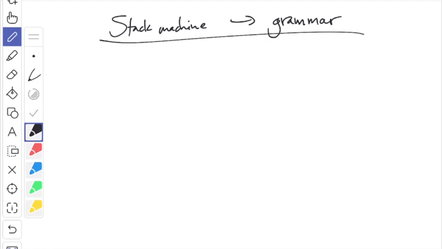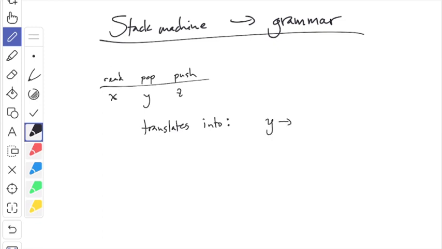You translate line by line. Each rule on the stack machine, read, pop, push, translates directly into a grammar production. Here's how it works. If you have a read, pop, push, and let's just say it says X, Y, Z, a line like this translates into the grammar production. Here it is: Y goes to X, Z. If you do that, you will get a grammar that's equivalent to this stack machine.